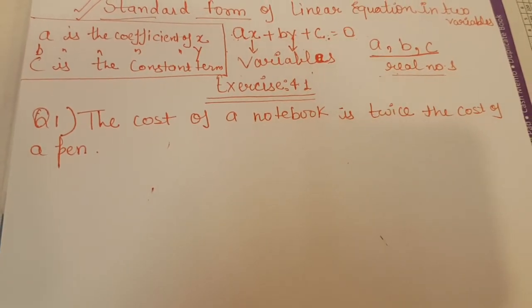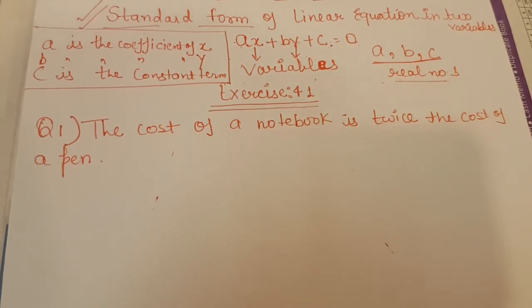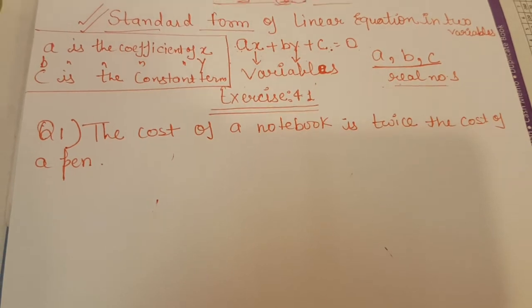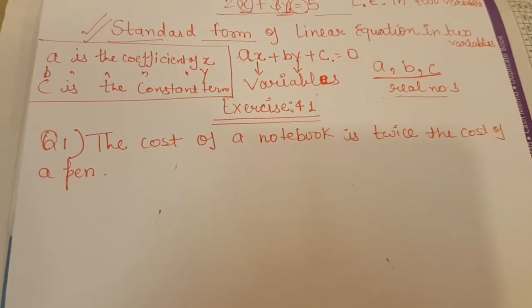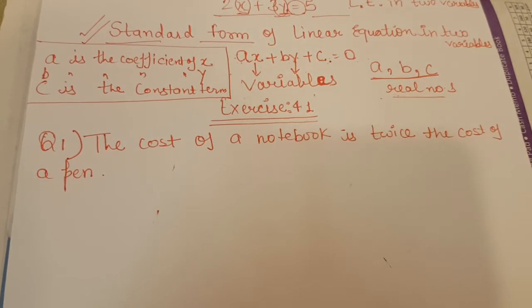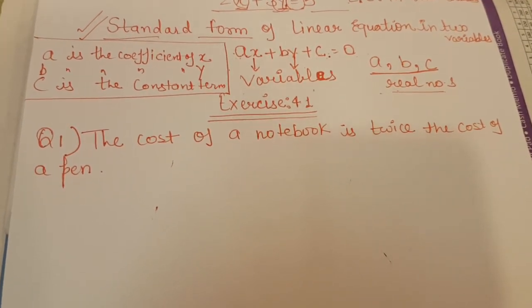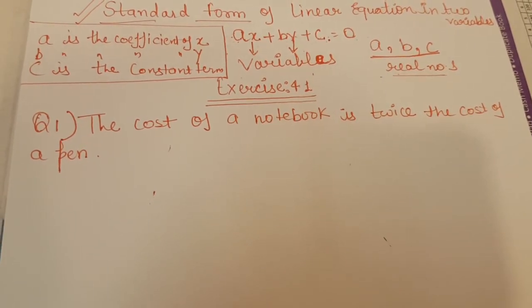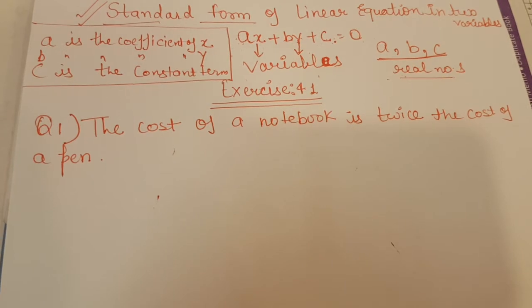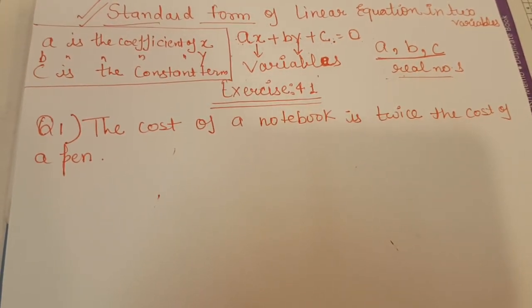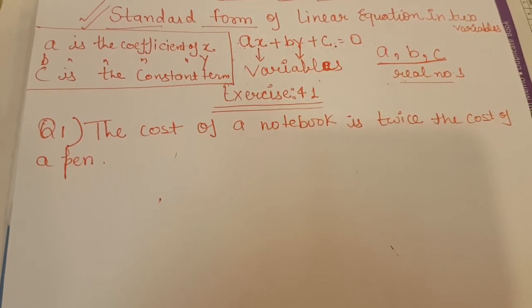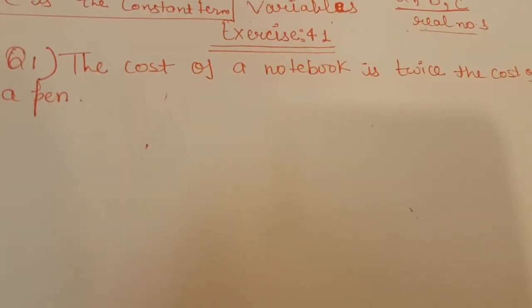But open your book, open exercise 4.1 and read the question completely and carefully. I have not written the complete question here. The cost of a notebook is twice the cost of a pen. Write a linear equation in two variables to represent this statement. They are saying that we have to represent this statement by using two variables. Okay, and they have even given the hint that take the cost of a notebook to be rupees X and pen rupees Y. If they do not give it, then we will let the variables ourselves.